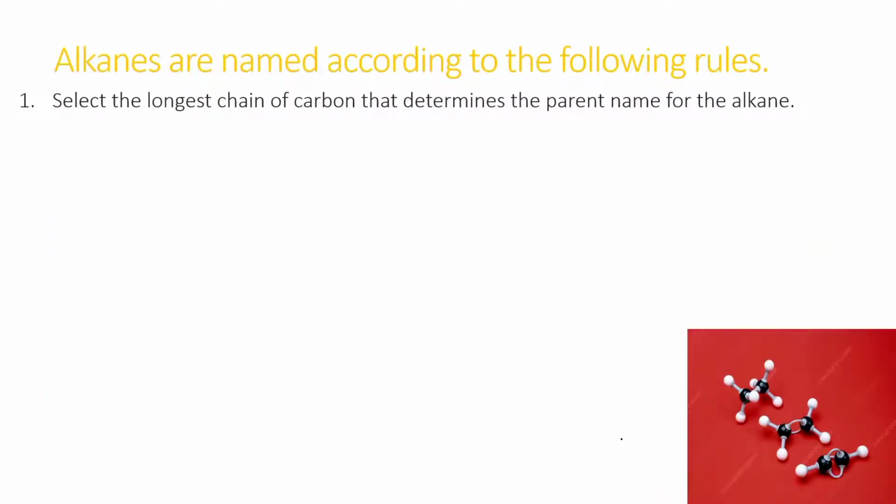Now let's move to the IUPAC system for naming alkanes. For this we have to follow certain rules, and let's see what the rules are. The first one is that we have to select the longest chain of carbon, which determines the parent name of the alkane. So how do we get the parent name of the alkane? We get it by selecting the longest possible chain.